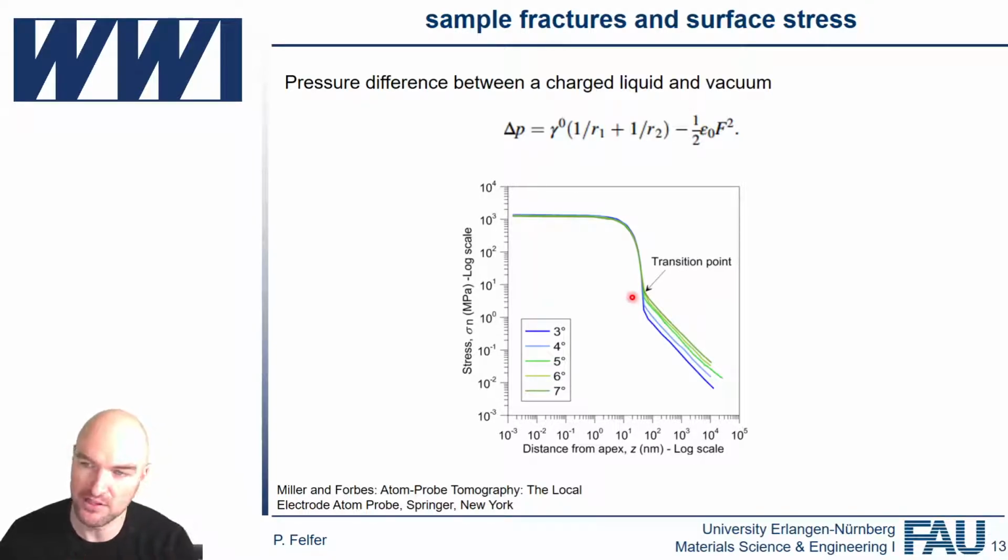If you've got a very soft material that has a relatively high evaporation field, that stress can lead to entire chunks of sample fracturing off. A good example is if you've ever tried to measure gold in the atom probe, that's exactly what happens. You get chunks of gold coming off.